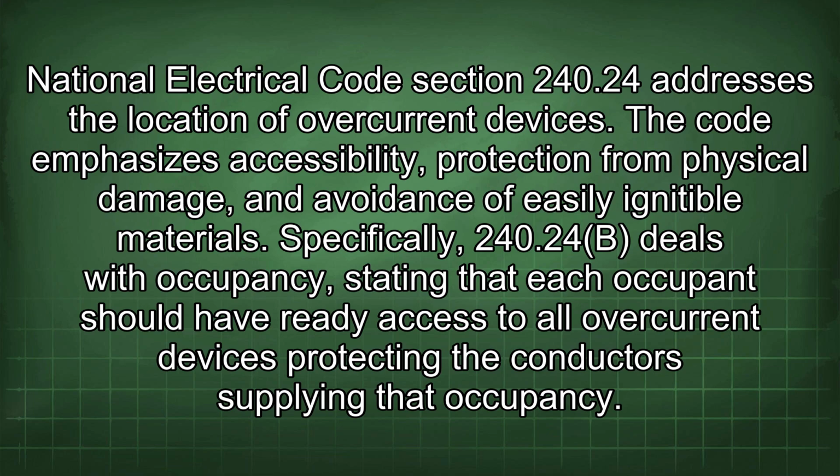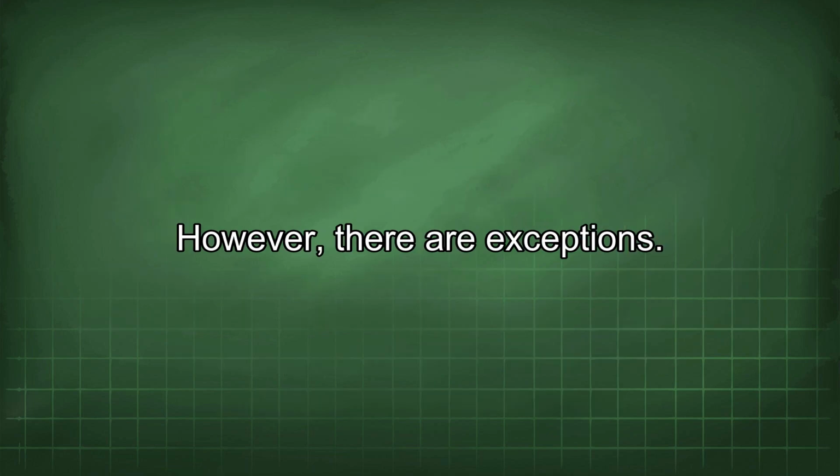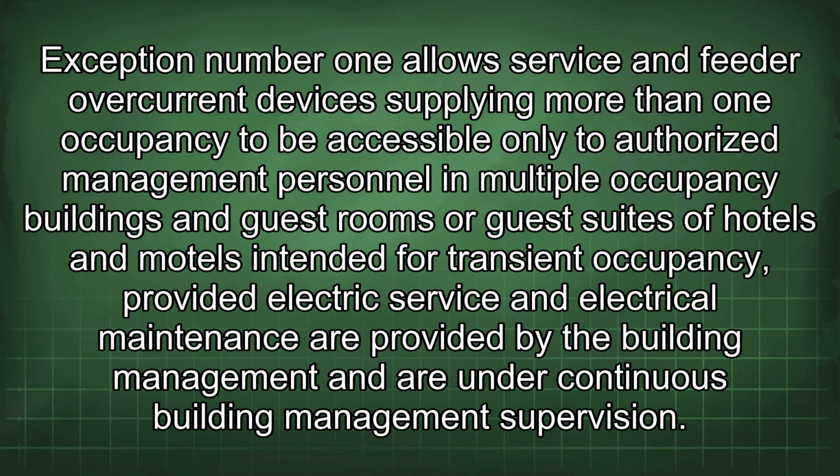240.24(B) deals with occupancy, stating that each occupant should have ready access to all overcurrent devices protecting the conductors supplying that occupancy. However, there are exceptions. Exception number 1 allows service and feeder overcurrent devices supplying more than one occupancy to be accessible only to authorized management personnel in multiple occupancy buildings and guest rooms or guest suites of hotels and motels intended for transient occupancy, provided electric service and electrical maintenance are provided by the building management and are under continuous building management supervision.